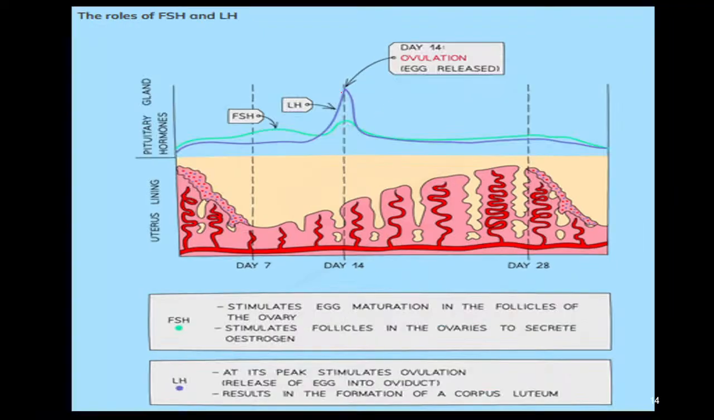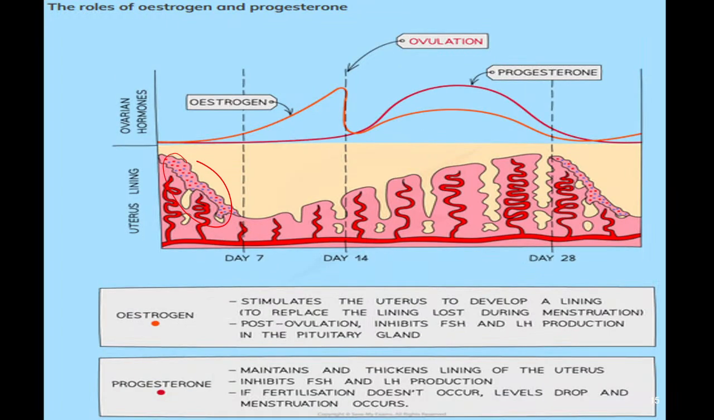So after day 14, where progesterone starts to rise, you can see that there's a decrease in FSH and LH. It inhibits them. So if fertilization doesn't occur, then progesterone levels drop down. However, if fertilization does occur, then progesterone levels will stay like this.